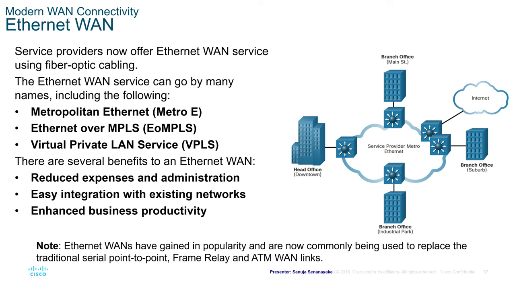Please note Ethernet WANs have gained in popularity and are now commonly used to replace the traditional serial point-to-point, frame relay, and ATM WAN links. In fact, if you are deploying a WAN technology in modern day, in 2022 in Canada, you won't be using any of those traditional ones that we described before, but you will be using one of these items: Metro E, EoMPLS, or VPLS.